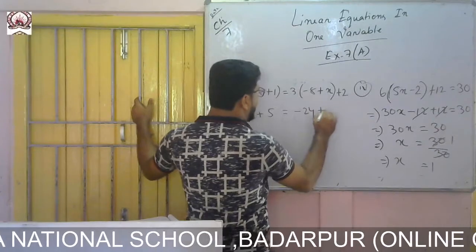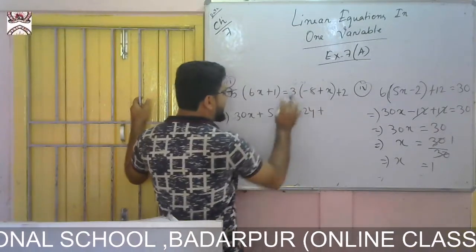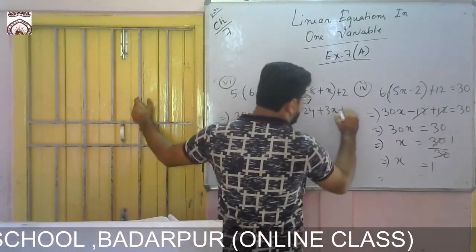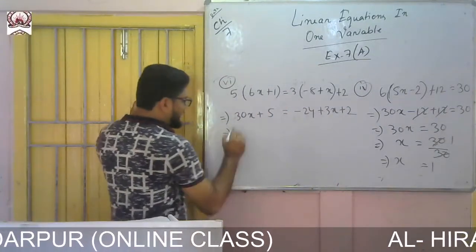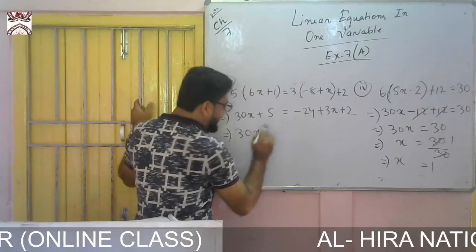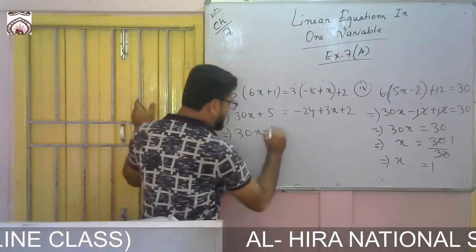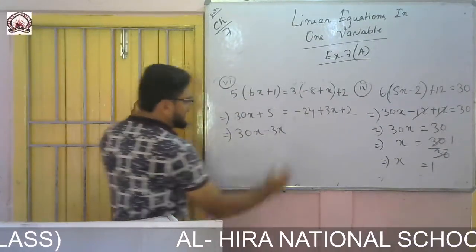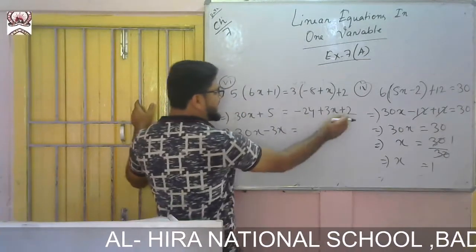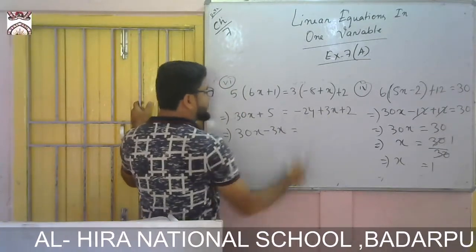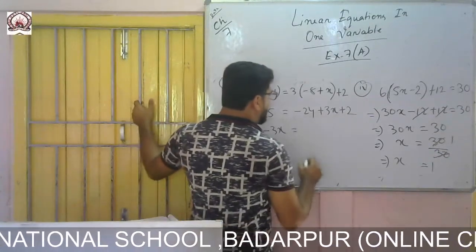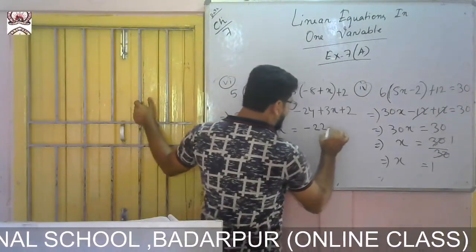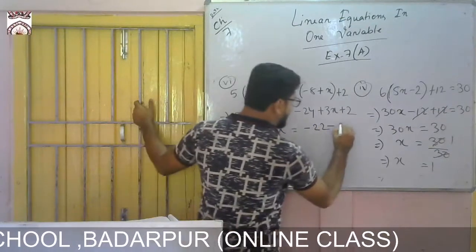Then what? Plus plus plus, plus minus minus. Thrice x plus what? 2. Okay, so you take 30x, then you take this one minus thrice x. Then here, minus 24 plus 2, how much? It is minus 22. And this one minus 5.